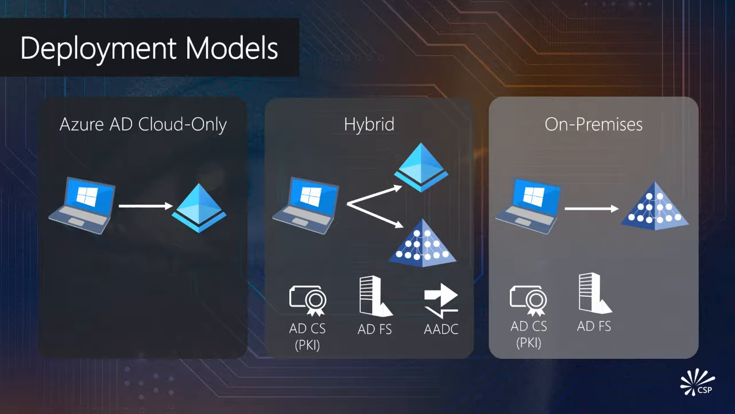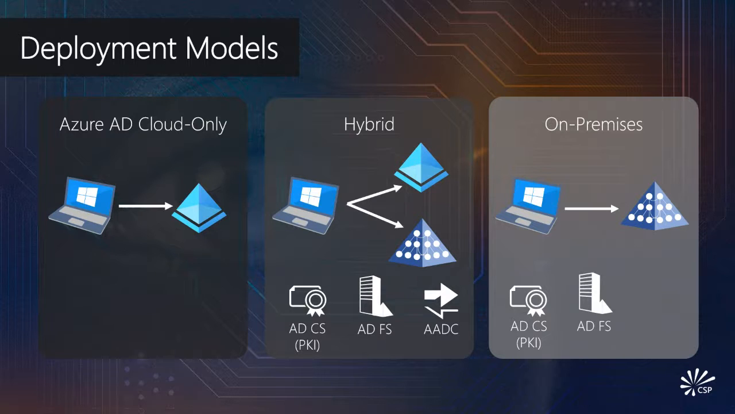Now, most of us don't live in one of these extremes. We're not just cloud, we're not just on-prem, but rather we live somewhere in the middle. We have both cloud services and on-premises services that we want to authenticate to. So this is where our hybrid model comes in, in the middle here. Certificate services are still a requirement here, as they act as a common trust between all the different moving parts and components that make up Windows Hello for Business.